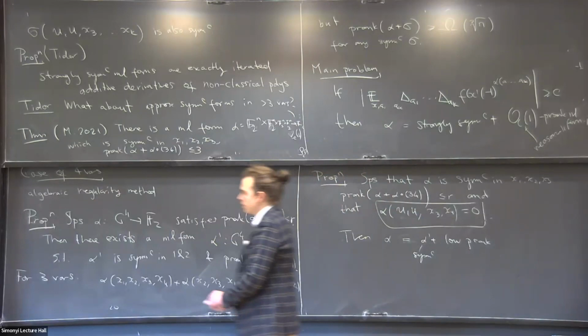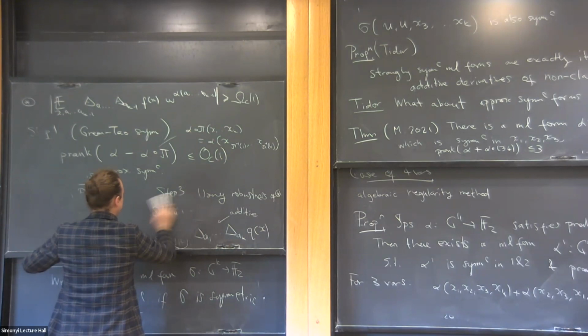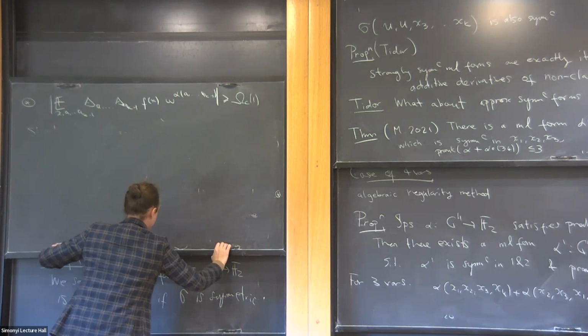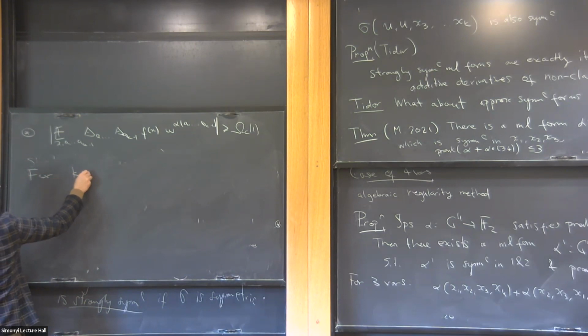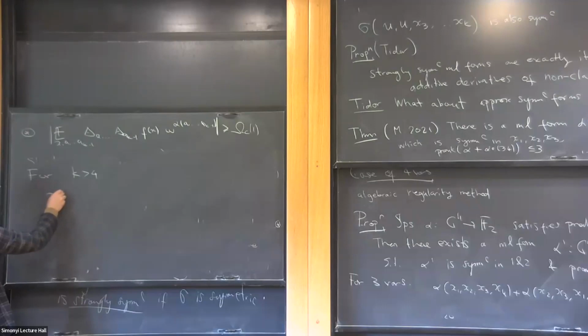And let me now just say very briefly what happens with more than four variables, or maybe just say one comment and then one conjecture. So for k more than four, we can also prove this kind of symmetry respecting regularity lemma. But the only issue is that there is one specific new kind of example form, something called partially symmetric forms.